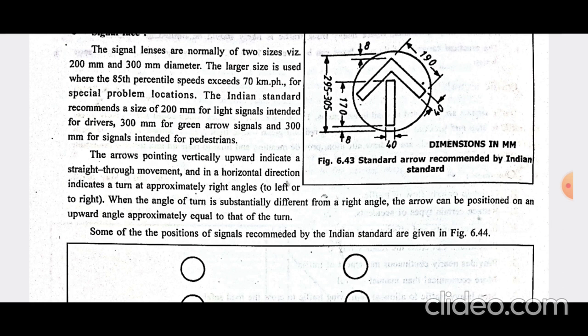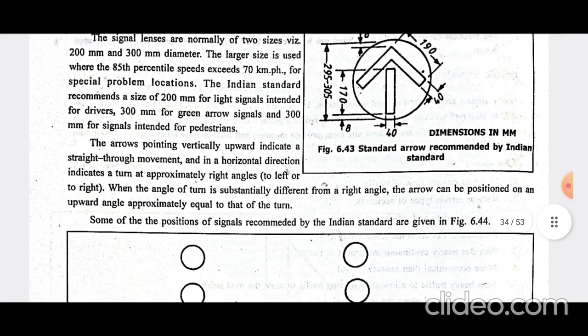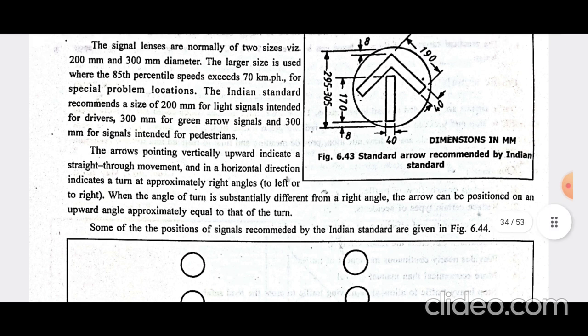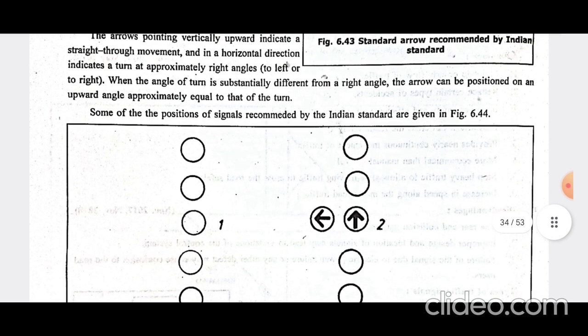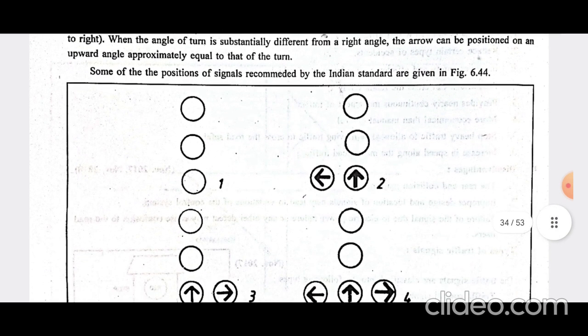So these are the standard dimensions of the signal. Now here the arrow pointing vertically upward indicates the straight through movement, and the horizontal direction indicates the left turn and right turn. So it depends on the signal, on the light of the signal. Now when the angle of each turn is substantially different from the right angle, the arrow can be positioned at an upward angle approximately equal to the turn.